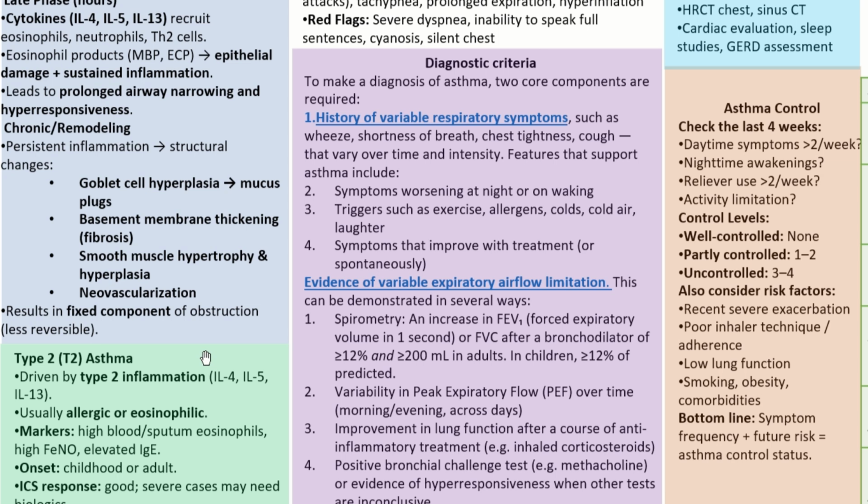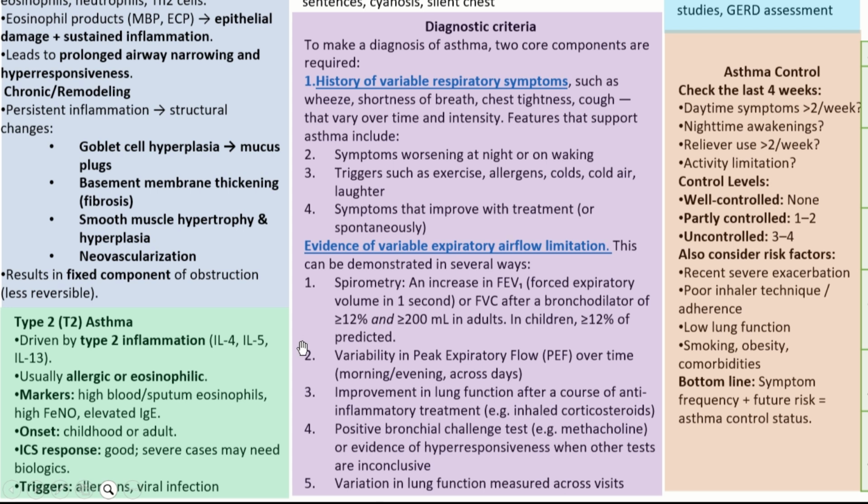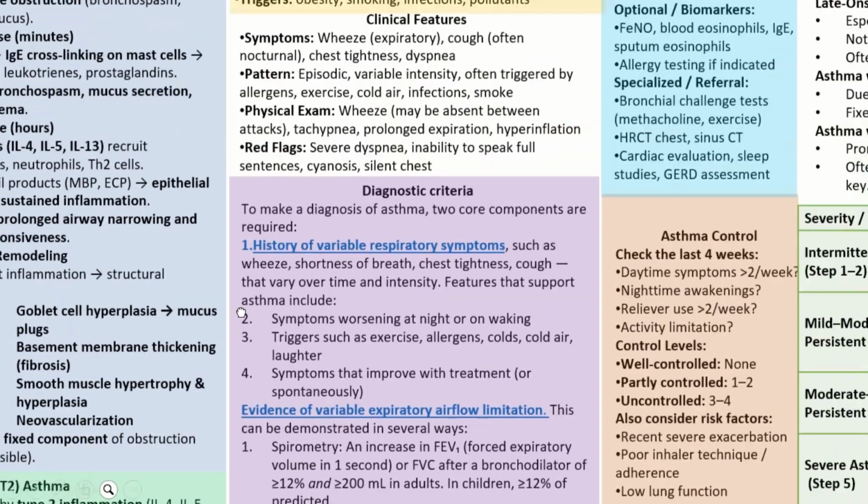Why it's important to know about this is because it has a good response to inhaled corticosteroids most of the time. When we have severe cases of this, sometimes we may need biologics like omalizumab, which is an anti-IgE, because you are seeing that this is an IgE-driven inflammatory response. The most common triggers are going to be allergens or viral infections.